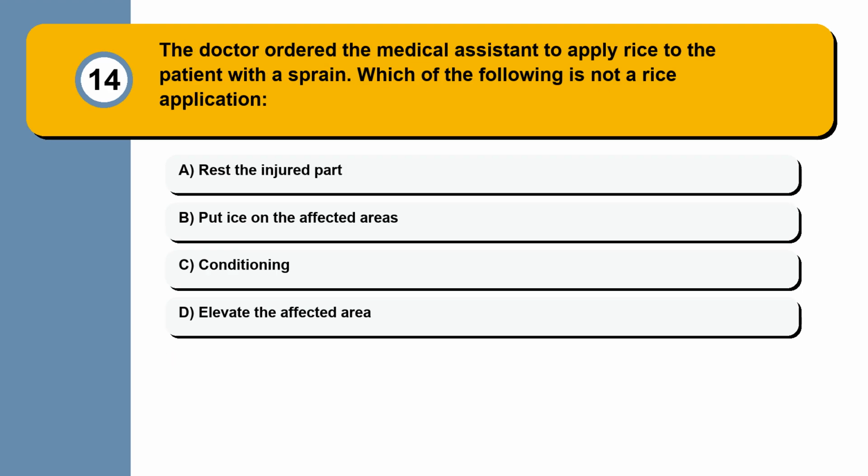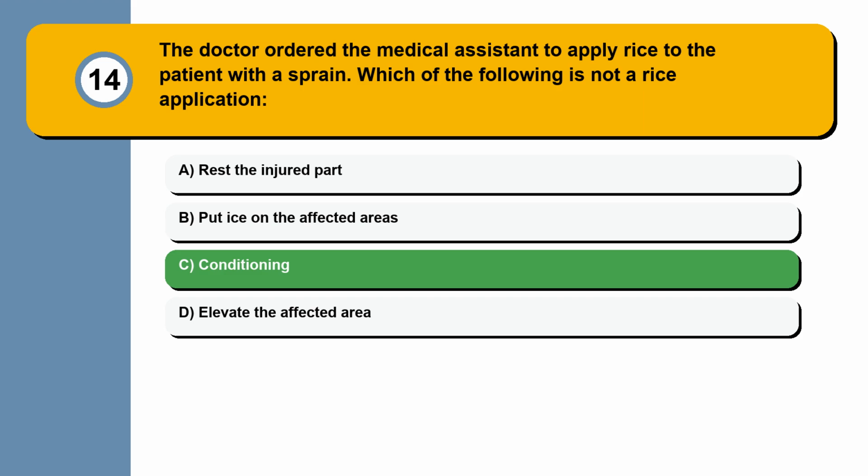Question 14. The doctor ordered the medical assistant to apply RICE to the patient with a sprain. Which of the following is not a RICE application? Here are your options. Option A, rest the injured part. Option B, put ice on the affected areas. Option C, conditioning. Option D, elevate the affected area. The correct answer is option C.